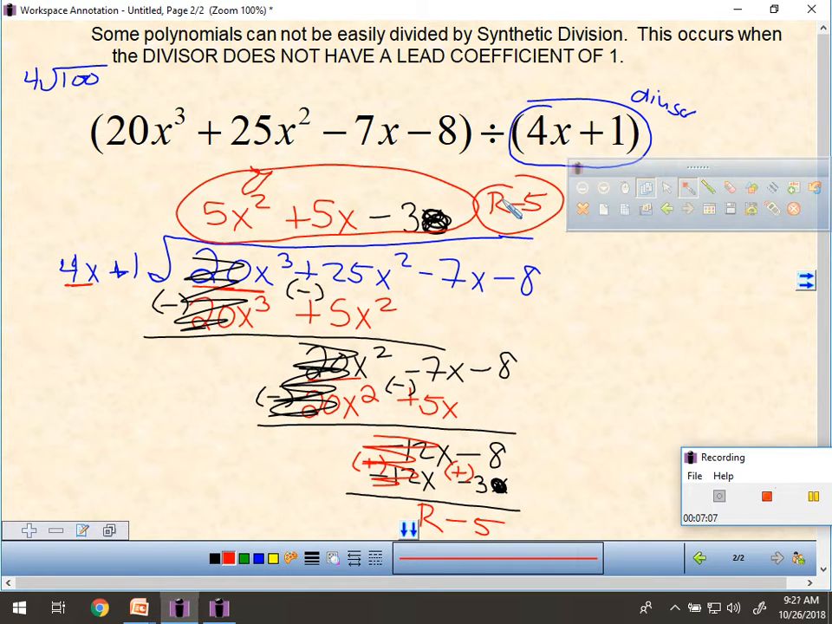So long division isn't really harder, but there are more opportune places to make a mistake, like if you forget your sign or you mess up. All right, let me pause. And again, on the test, you're only going to have one of these problems, so don't flip out too much.